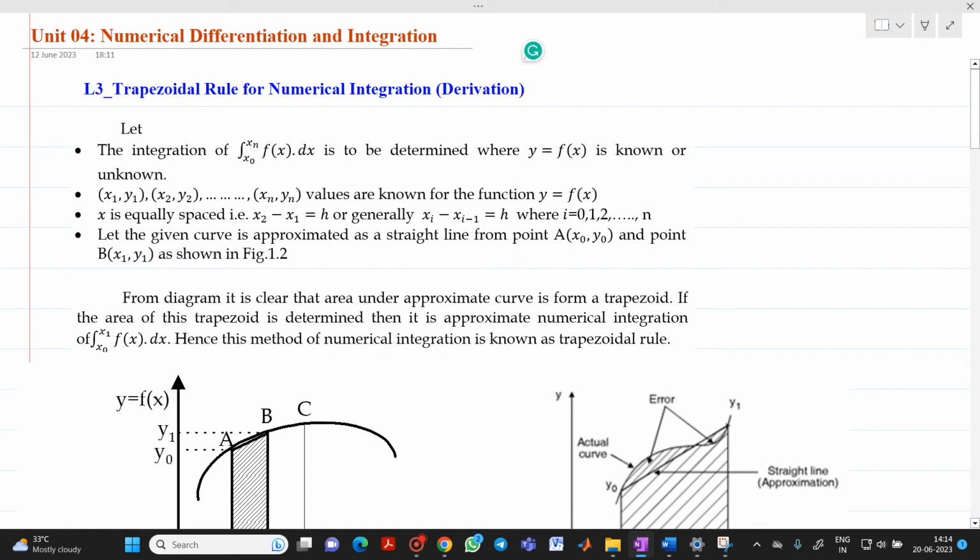In this video lecture, we are going to discuss a topic from numerical integration. Today we will discuss the derivation of the trapezoidal rule for numerical integration.